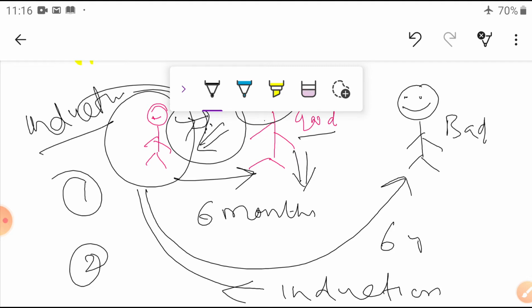Really, this bad person may not teach any qualities to this person, but simply this person observed the activities of this bad person daily. He habituated. After 6 months, he becomes a bad quality person. How did he get these bad qualities? Due to the induction.